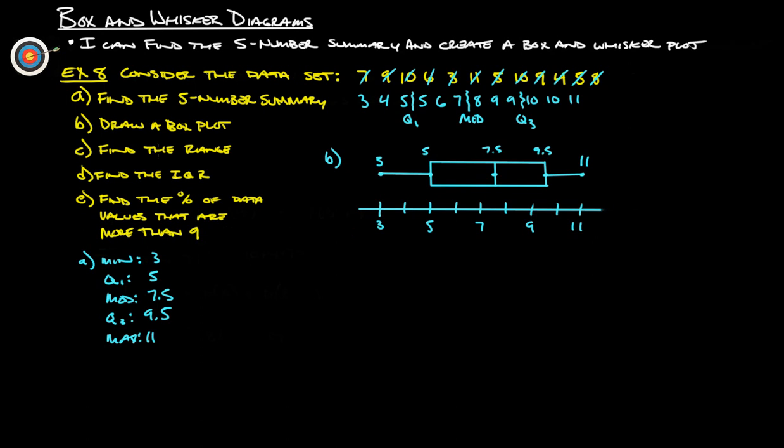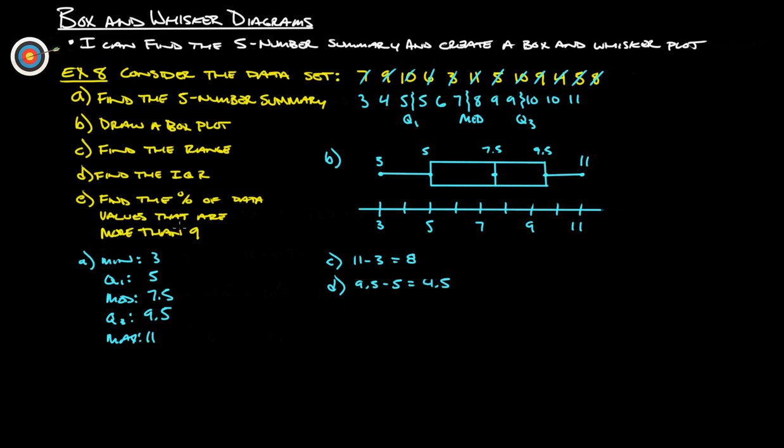We did find the range. So that's the difference between 11 and 3, right? So part C, we would just do 11 minus 3, which gives us a range of 8. Okay. D, the interquartile range, that's the difference between quartile 3 and quartile 1. So that's 9.5 minus 5, which gives us 4.5.